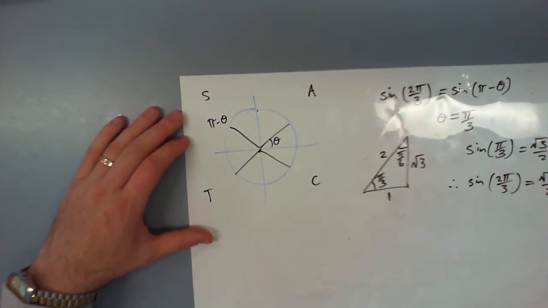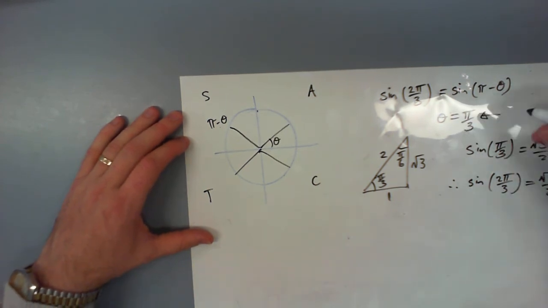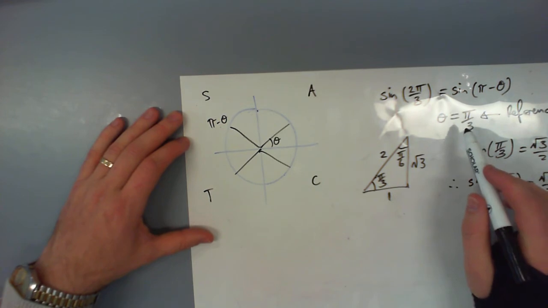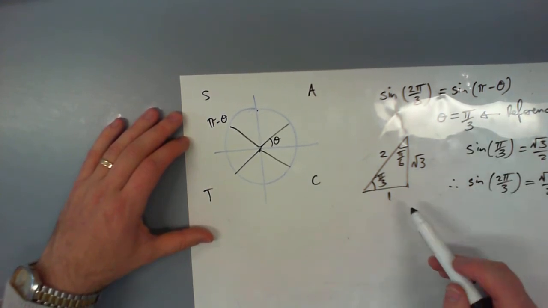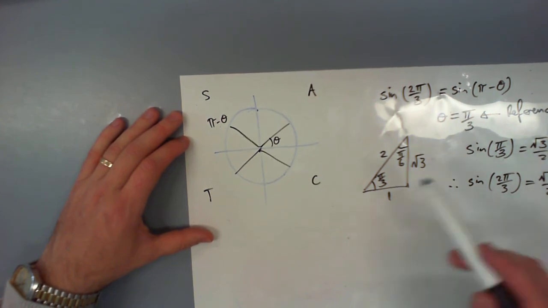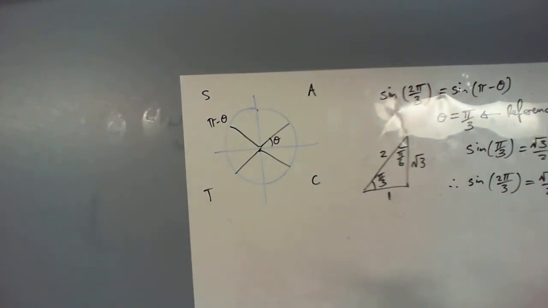So remember this angle up here that we worked out, this theta, this is what we call our reference angle. We always need to work on our reference angle. Once we've worked out what our reference angle is, then we can work out what our numerical value is, and then use CAST to work out whether it's positive or negative. Okay, so we'll do another one here.